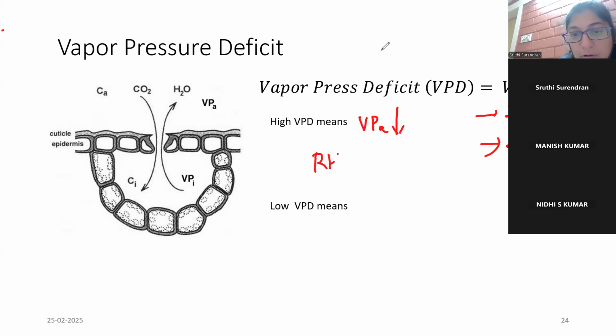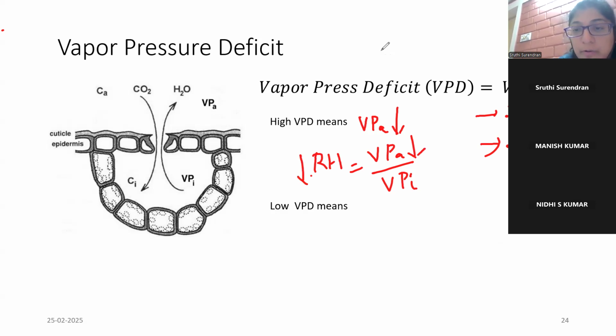And if we don't want to do too much thinking, we can say RH is equal to VPA by VPI. Since VPA is low, and RH is directly proportional to the VPA, RH also will be low. So as the actual vapor pressure keeps on increasing, the relative humidity also will keep on increasing.